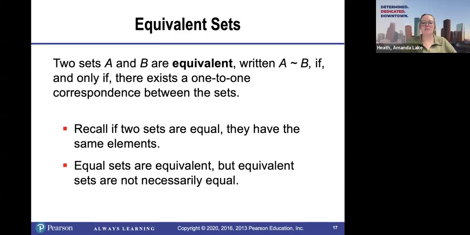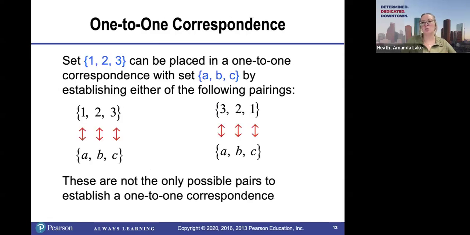So in the example on the last slide, 1, 2, 3 and ABC are equivalent sets, but they are not equal.